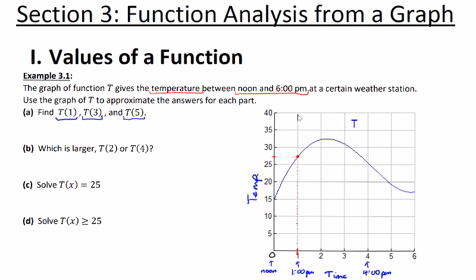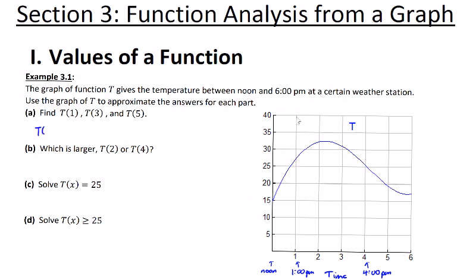Now with the graph, the best that we can do is just approximate. And it says here to approximate the answers. If I had the equation, I could calculate more exactly what I was supposed to be getting. But with the graph, approximations will be fine. So I can say that t of 1 is approximately, we'll say about 27. If you say 28 or 27.5, those would be fine as well.